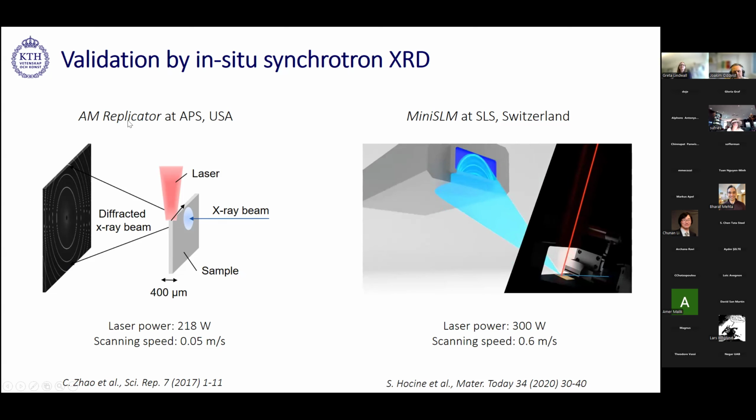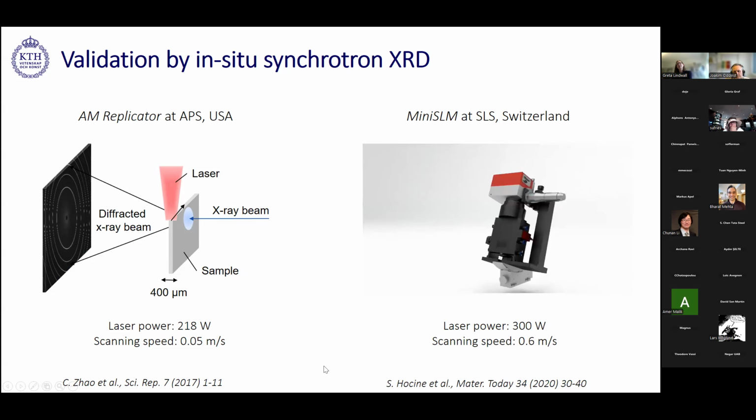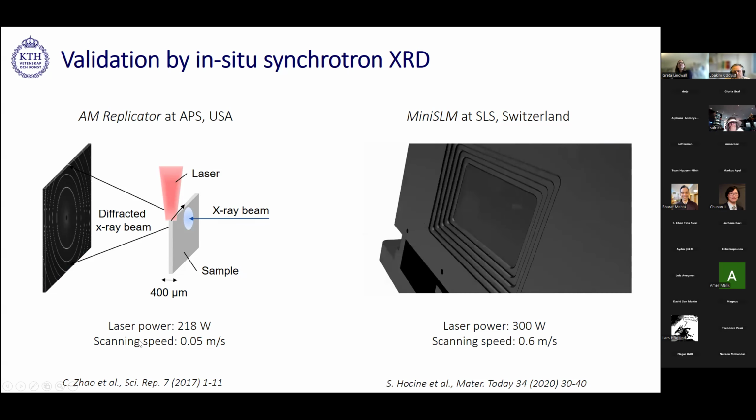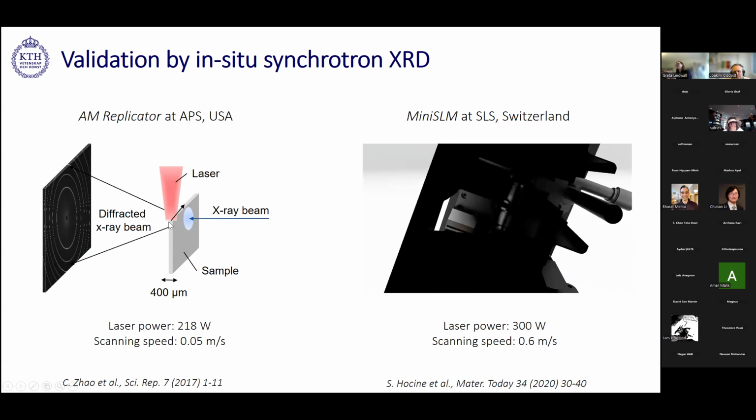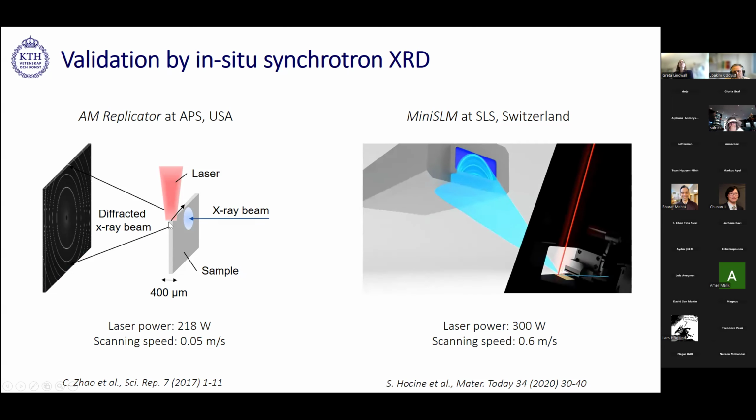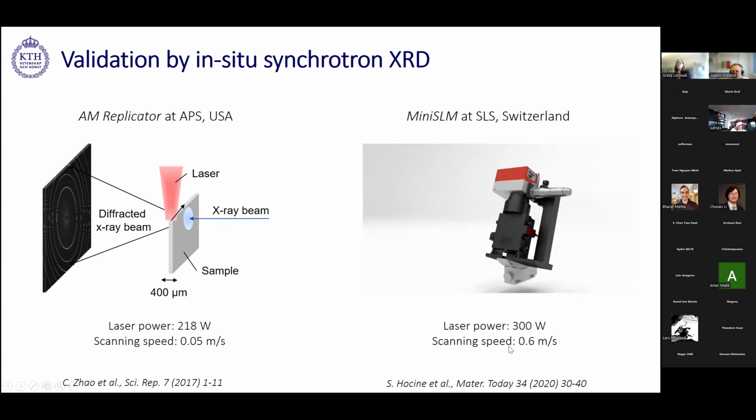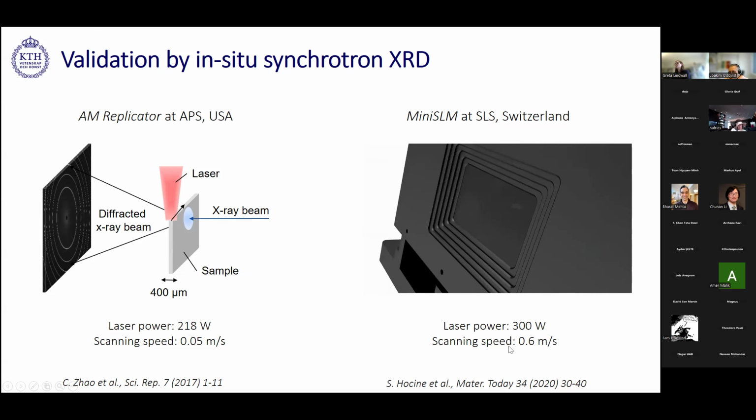So they're quite different then. Here you have more of a transition mode measurement, with solid plates that you melt with the laser, and the laser power is somewhat lower than in the mini SLM case, and the speed is also lower. So here you would get a larger melt pool and slower solidification conditions. In the mini SLM, you have conditions closer to the real powder bed fusion process, with a laser power of 300 watts and a scanning speed of 0.6 meters per second. So here we would expect much faster solidification conditions.